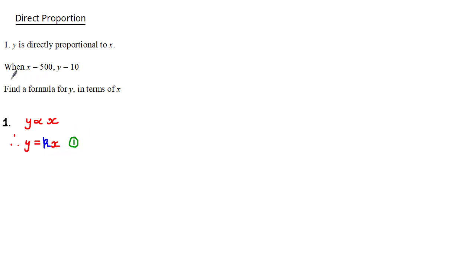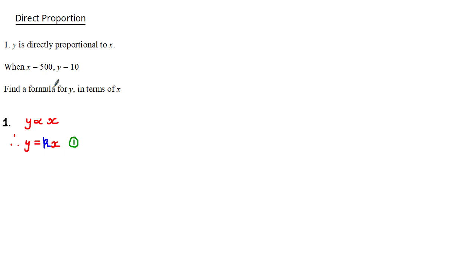Now, using the information we are given, when x is equal to 500, y is equal to 10, which is just an instance or a snapshot of the relationship between y and x. Now, using the fact that y is directly proportional to x, by subbing these variables into equation 1, we can use this one snapshot to find the value of k, which will subsequently give us the general formula for y in terms of x, which is very powerful considering the fact that there are several different values that x and y could take.